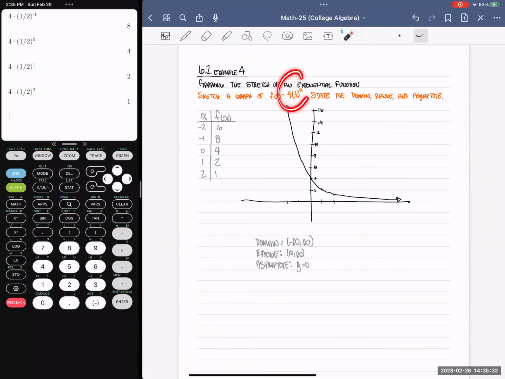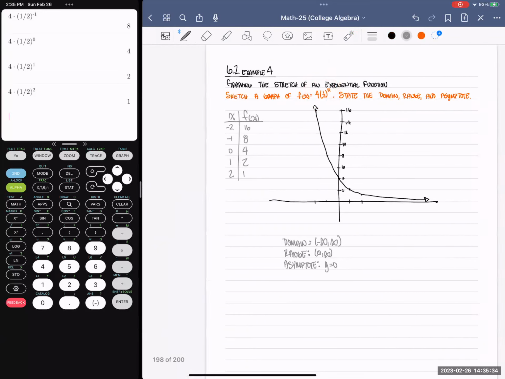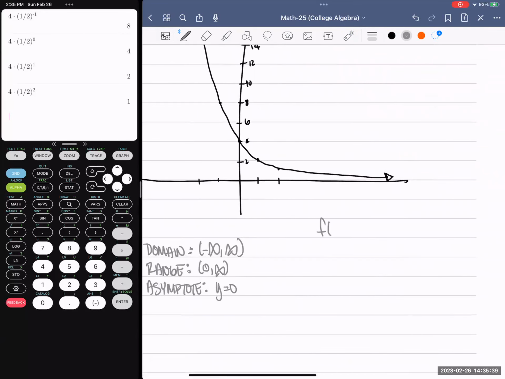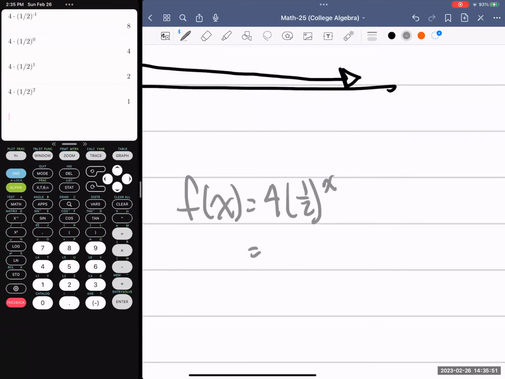But let's do a little bit of manipulation with this and see if we could explain how it looked like we shifted a little bit. f of x is equal to 4 times (1/2)^x. So 4 and 1/2 are both powers of 2. So we could actually look at that to see how we were shifting here. We could rewrite 4 as a power of 1/2.